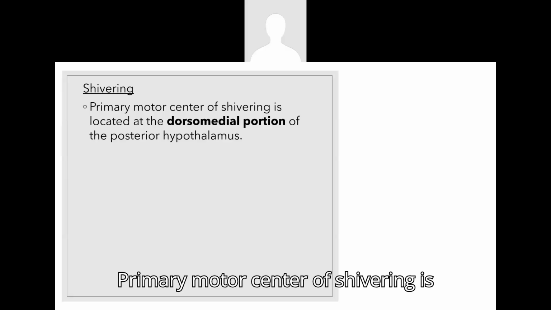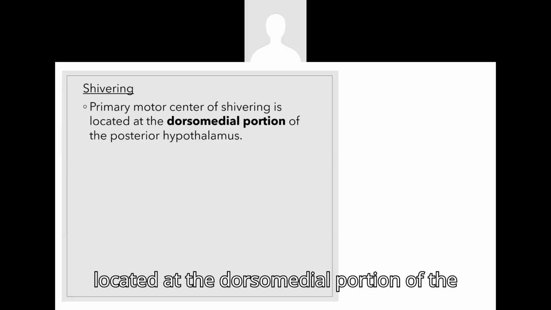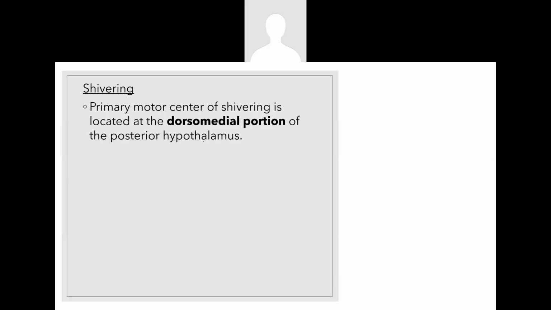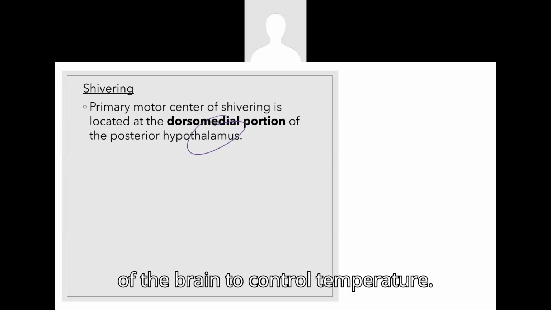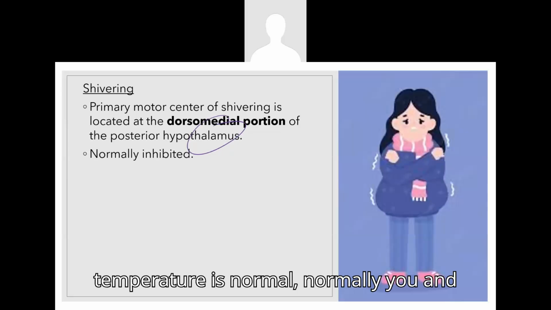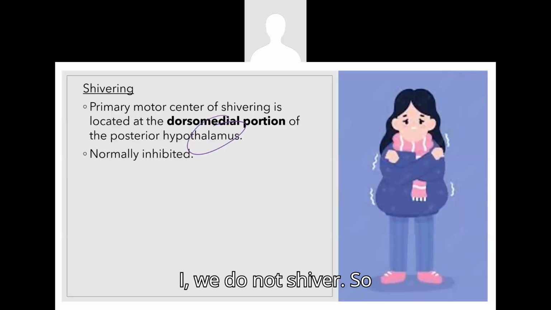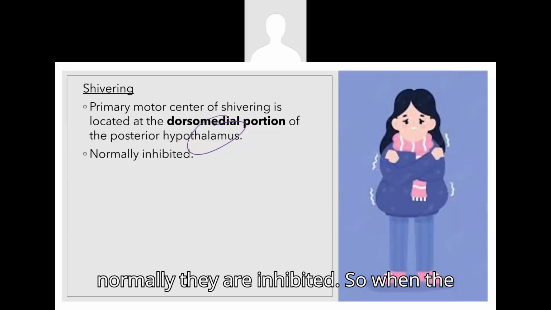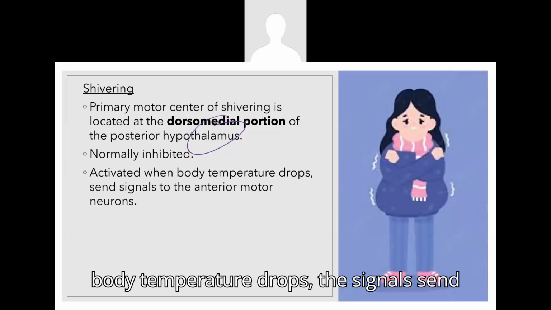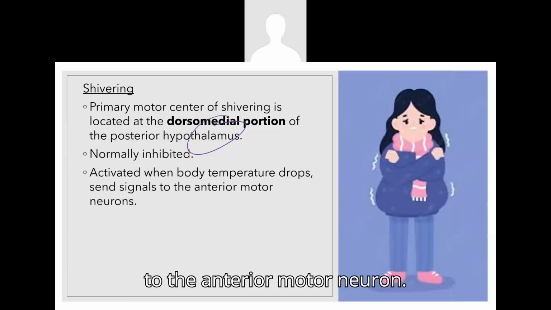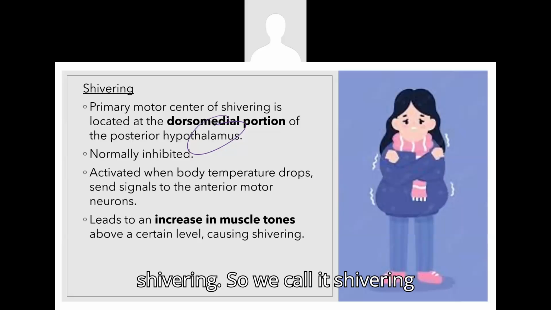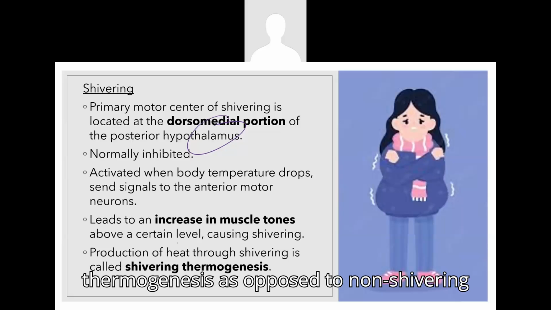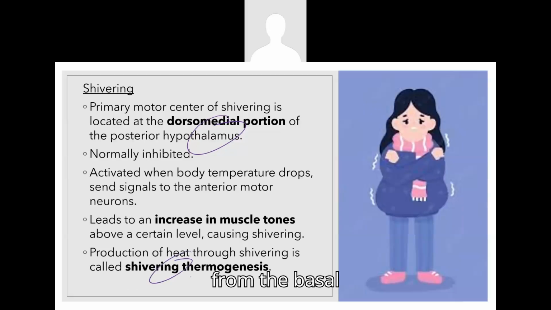Shivering. The primary motor center of shivering is located at the dorsal medial portion of the posterior hypothalamus. So again, the hypothalamus is an important part of the brain to control temperature. Normally it's inhibited. So when the temperature is normal, you and I do not shiver. When the body temperature drops, signals are sent to the anterior motor neuron, increasing muscle tone and causing shivering. So we call it shivering thermogenesis, as opposed to non-shivering from the basal metabolic rate.